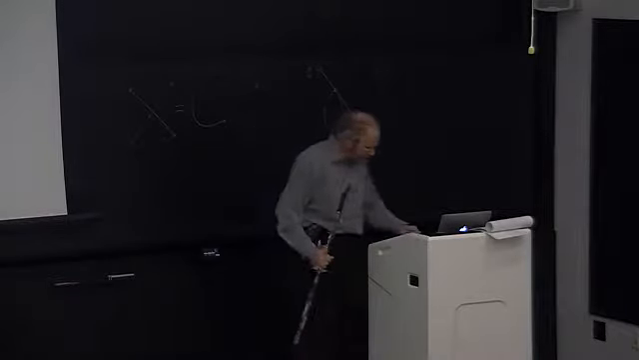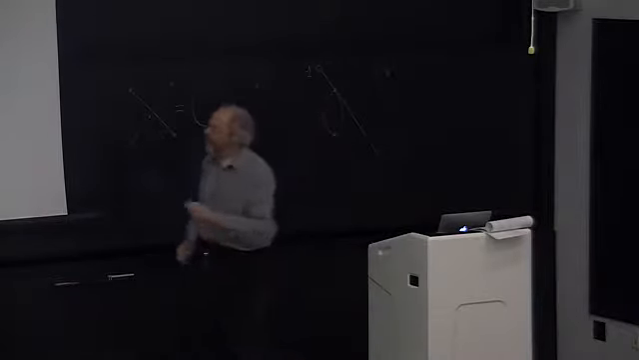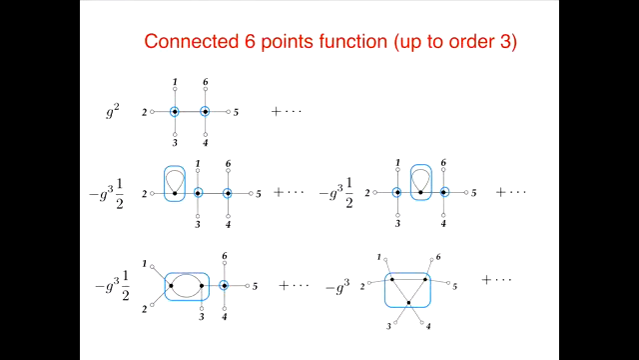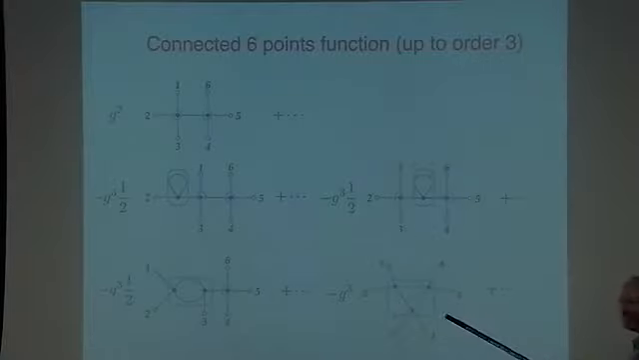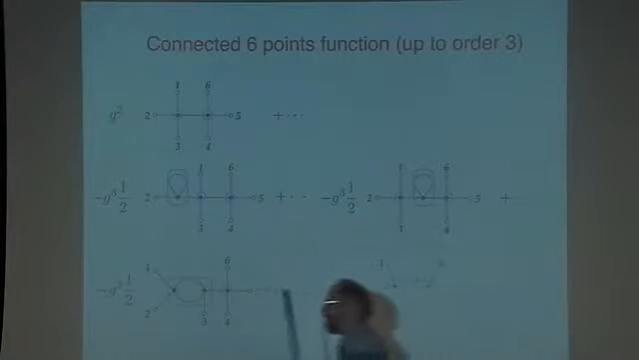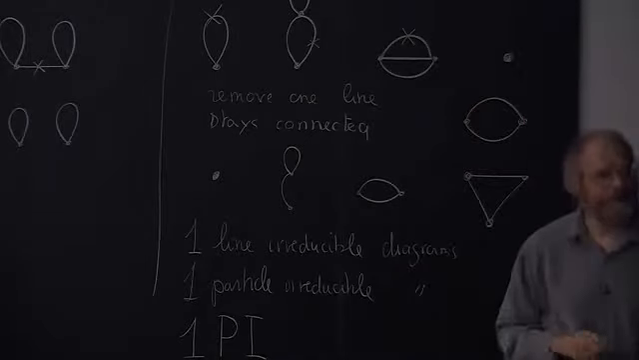And of course, those vertices are one particle reducible parts. This is a one particle reducible part. This is a one particle reducible part. And this triangle diagram is irreducible. If you cut one line, it's irreducible. So we get another class of irreducible diagram, which is this one. Okay?